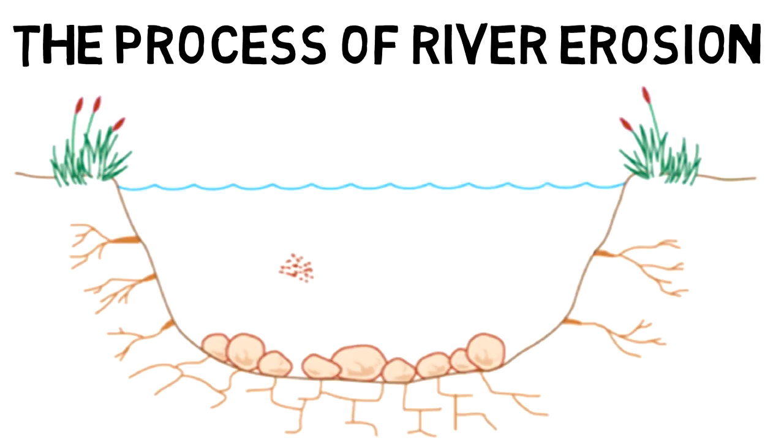To start off, we have hydraulic action. This is the force of moving water eroding the riverbed and riverbanks. The faster the water, the greater the force, and the more erosion there'll be. Then we have abrasion. This is where rocks and stones carried by the river, known as its load, are dragged and scraped off the floor of the river, making it deeper.